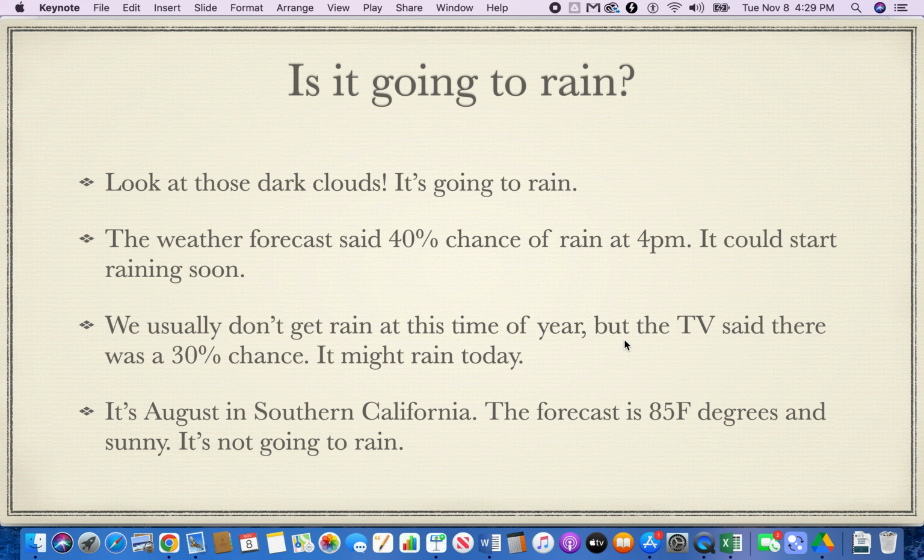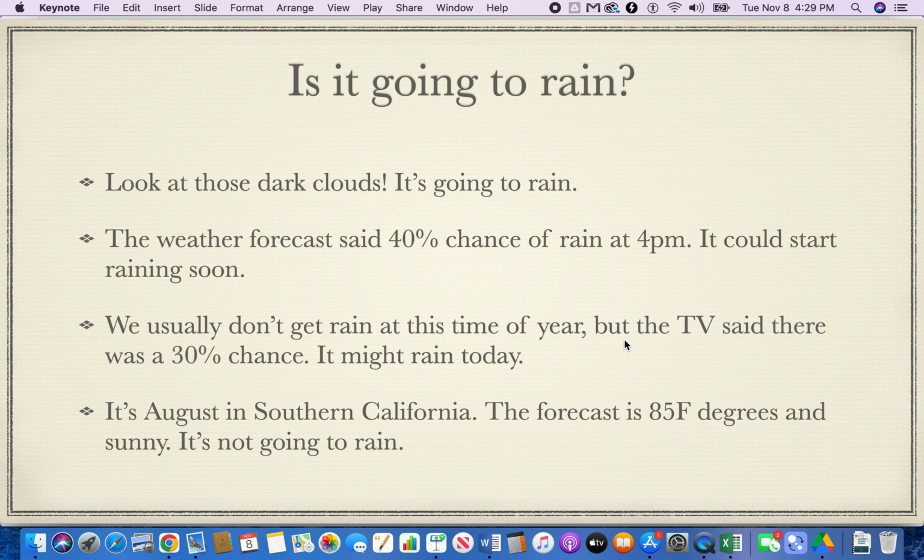Or, the weather forecast said 40% chance of rain at 4 p.m. It's 3 o'clock now. It could start raining soon. You're not so sure, but you're pretty sure. Or, we usually don't get rain at this time of year, but the TV said there was a 30% chance. It might rain today. Less sure, not so sure about the forecast on TV.